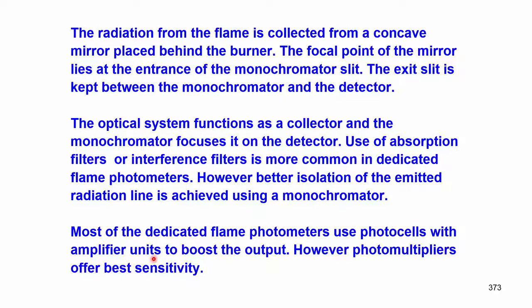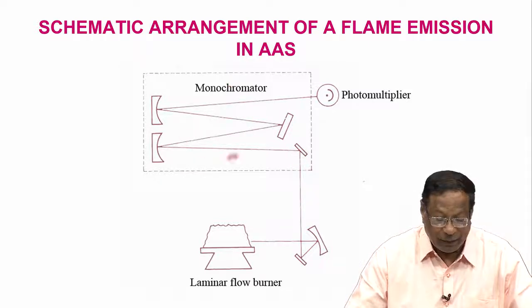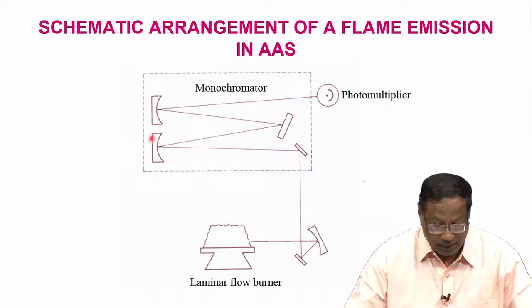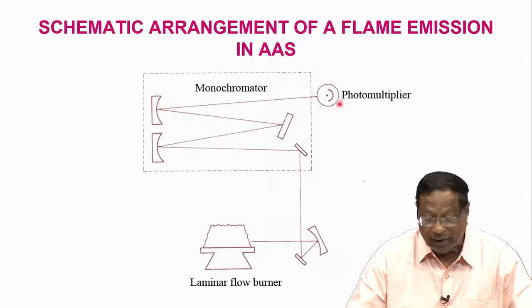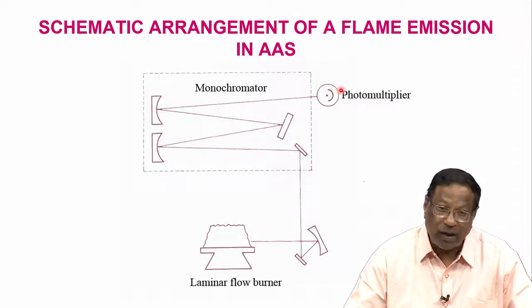But nowadays with atomic absorption instruments, photomultipliers are used. There is no need to use photocells separately. A photomultiplier tube will do the job in atomic absorption instruments. So, this is the typical arrangement: a laminar flow burner, a concave grating, and then a line is chosen and it comes here, and this is the monochromator arrangement. Then it falls on the concave mirror, is collected there, and then another mirror, and it comes out onto the photomultiplier tube. This is the schematic arrangement of flame emission.